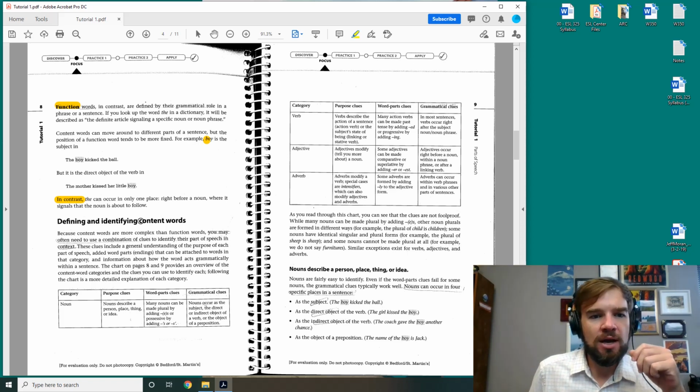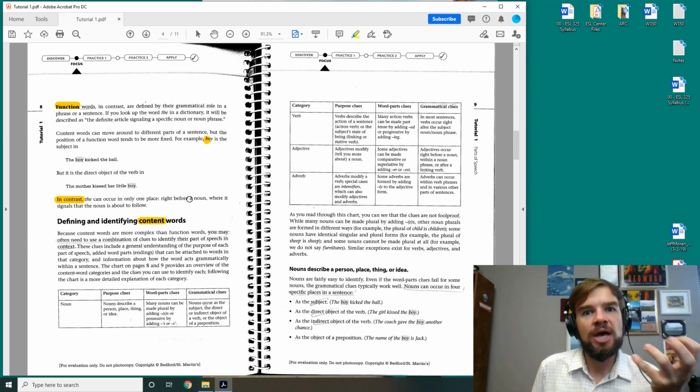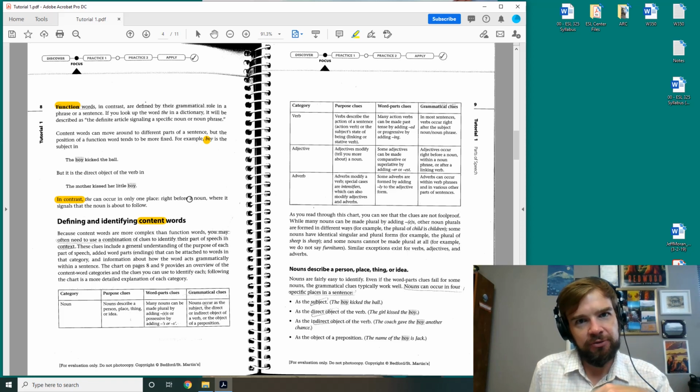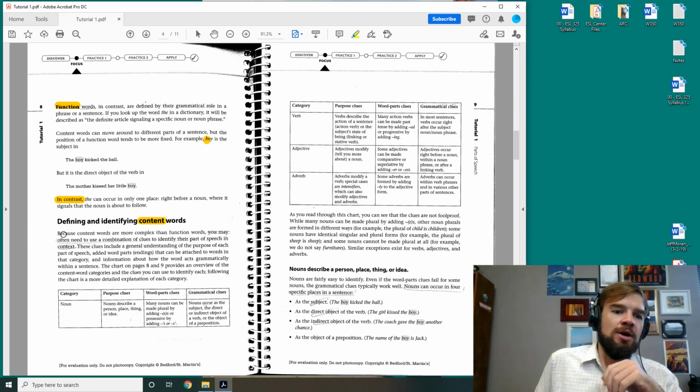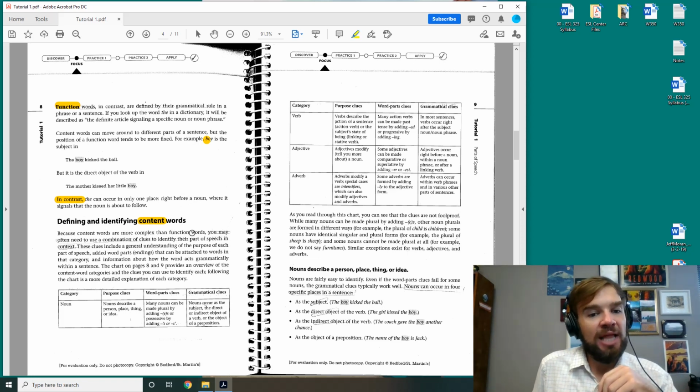We're going to start with content words. This first video is only going to focus on content words. There will be a second video for function words. So because content words are more complex than function words, you may often need to use a combination of clues to identify their part of speech in context. These clues include a general understanding of the purpose of each part of speech. So purpose, right?